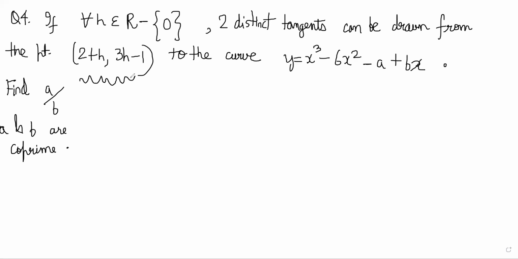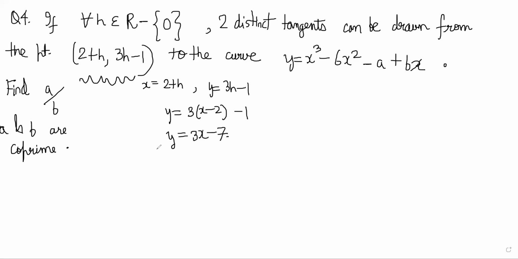The point 2 plus h, 3h minus 1 lies on some line, right? Say x is equal to 2 plus h and y is equal to 3h minus 1. You can say h is x minus 2. So y is equal to 3 into x minus 2, minus 1. So y is equal to 3x minus 7 is the line.